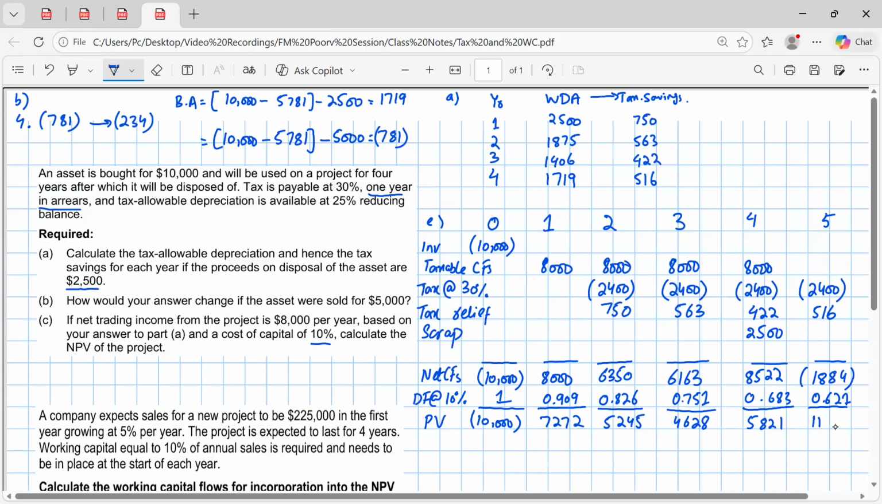1884 times 0.621. How much is it? 1172. 1172 negative. Okay, because it's negative, not positive. Now calculate the NPV. Sum them all. Minus 10,000 plus 7272 plus 5245 plus 4628 plus 5821 minus 1172. Positive 11,794. So that is the NPV of the project.